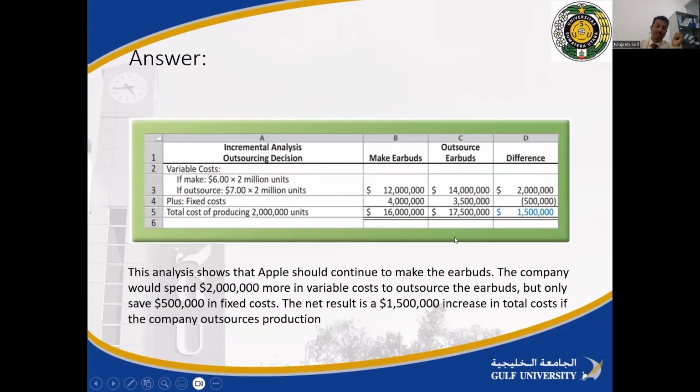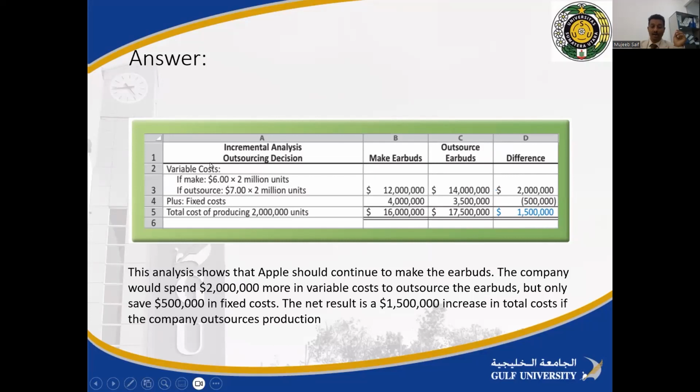Let's see here the analysis. To make the analysis, this first column is to continue producing these units in our organization, making earbuds inside our organization, and another column to show the information regarding outsourcing these units if we buy them from outside, right? And here, what will be the difference?